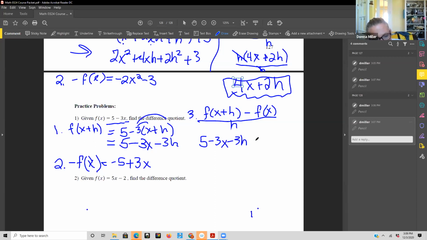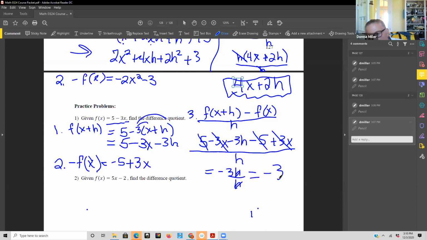Negative f of x is negative 5 plus 3x, all over h. Okay. Now everything without an h should cancel on the top. So 5 minus 5, negative 3x, and positive 3x. So I'm left with negative 3h over h. The h's cancel and I get negative 3.